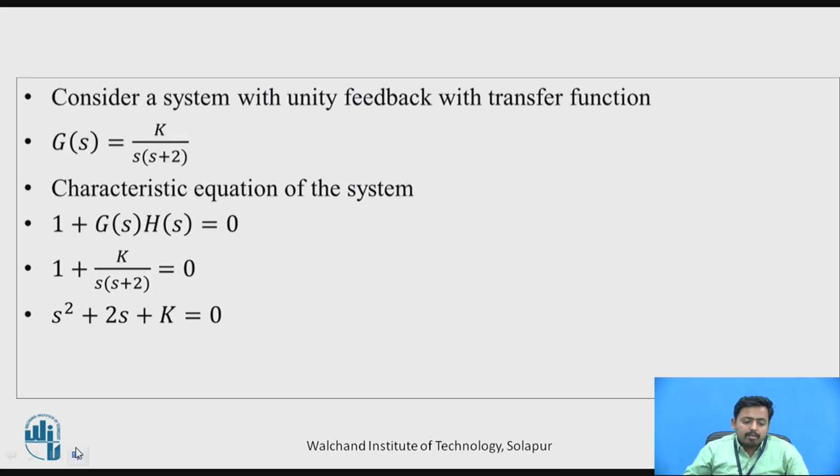So, consider a system with unity feedback with transfer function given by G of S equal to K upon S into S plus 2. Once we obtain the characteristic equation by using the equation given in the previous slide, 1 plus G of S into H of S equal to 0, so 1 plus G of S into H of S is K upon S into S plus 2. Once we multiply by S into S plus 2, we get S square plus 2S plus K equal to 0. So, this is the equation that we get.